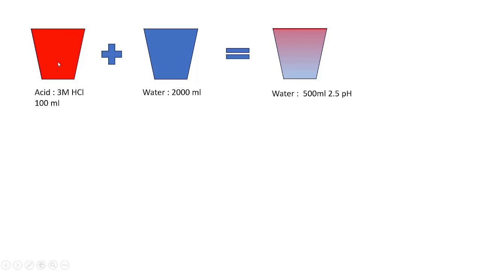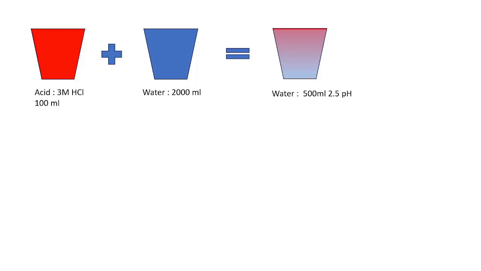This means that I want to add some amount of acid into some water so that the total of that solution is a 500 ml, 2.5 pH solution. So how to do that? Here, the first thing to note is that 2.5 pH corresponds to a certain concentration of H plus. Now, how to find that concentration using a pH value?